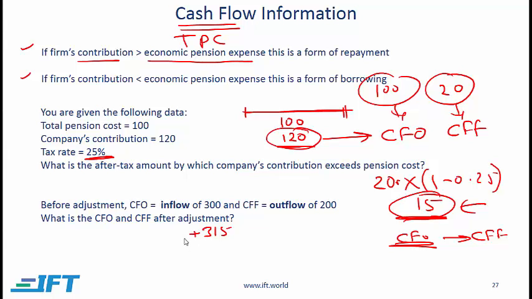The CFF before adjustment was an outflow, so it was minus 200, and since this 15 is going out now and it needs to be categorized under CFF, we subtract 15 and we end up with minus 215. So after adjustment we should show an outflow of 215. Now I want you to work through example 6.